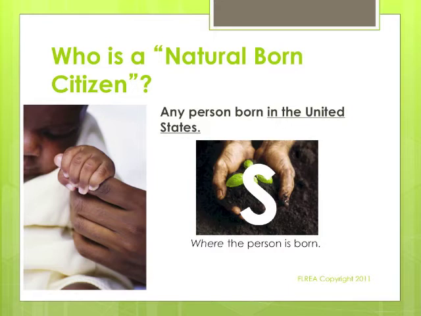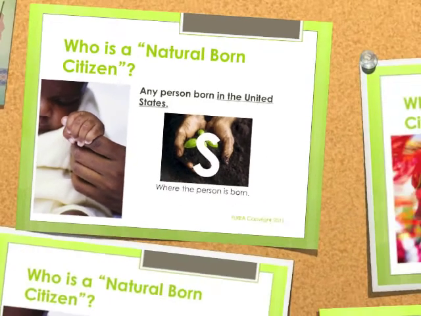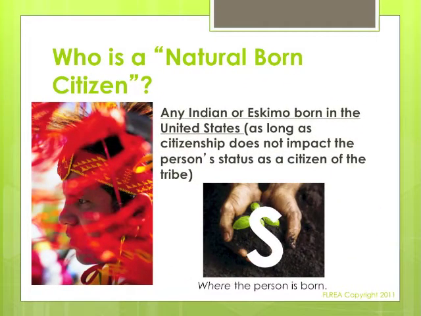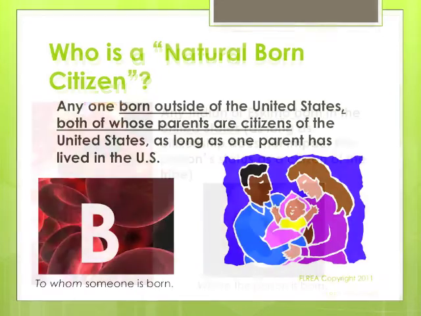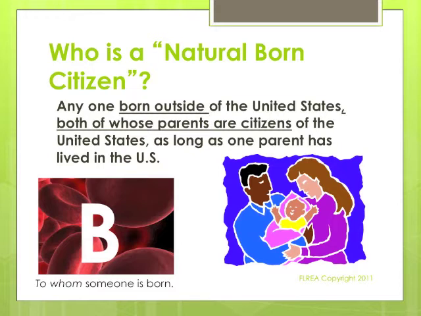So any person born in the United States is automatically a natural-born citizen. Any Indian or Eskimo born in the United States is automatically a natural-born citizen as well, as long as it does not impact the person's status as a citizen of their tribe. Any person born outside of the United States, both of whose parents are citizens of the United States, as long as one of the parents has lived in the United States, is also automatically a natural-born citizen.